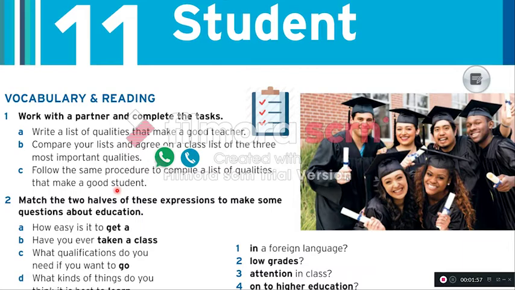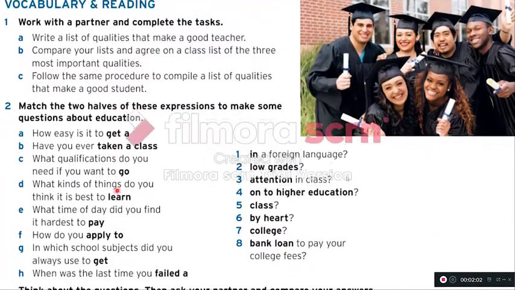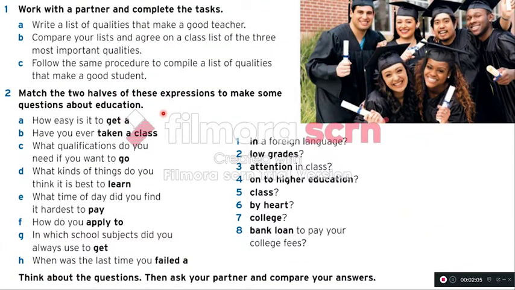Very good, guys. Let's continue with exercise number 2. Here we have: match the two halves of these expressions to make some questions about education. All right, so here we have the beginning of some questions and here we have the endings. So what you have to do is to match the beginnings with the endings. Like in letter A, it says, how easy is it to get a, what do you think is the answer? A bank loan to pay your college fees. Very good. So continue with the rest of them, and when you finish, we're gonna check them.